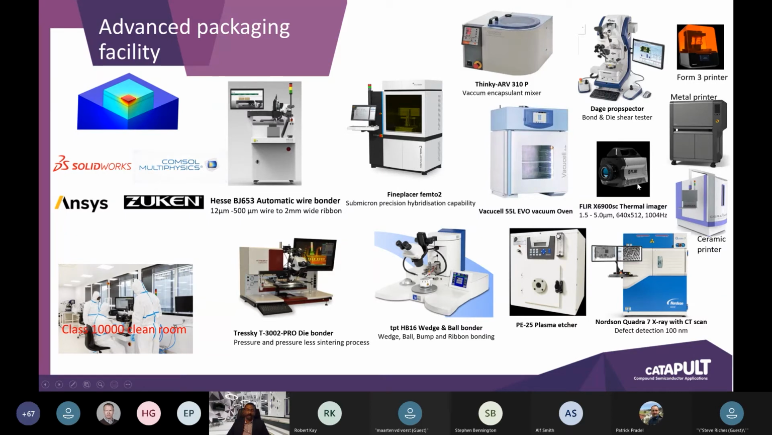And also the thermal imager, which will help you to characterize how much heat is being produced, and whether the heat is transferred properly or dissipated properly to the heat sinks. There is also an X-ray machine with a defect detection capability of as low as 100 nanometer dimensions. This is one of the unique facilities in the UK.